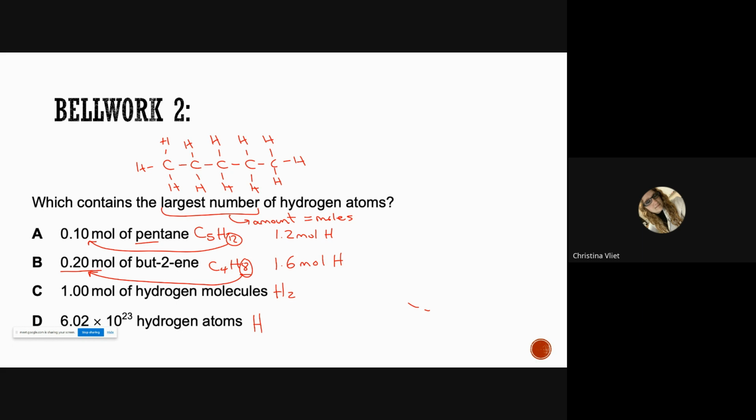Well, 1 mole of hydrogen molecules has how many moles of hydrogen atoms then? 2, right? Because it would be 1 times 2. And then 6.02 times 10 to the 23rd hydrogen atoms, that's exactly 1 mole by definition of hydrogen atoms. So the most amount of hydrogen atoms is... does that make sense? Like my train of thought, the process? So whenever you're looking for something inside of a molecule, you multiply the moles out to get the amount.